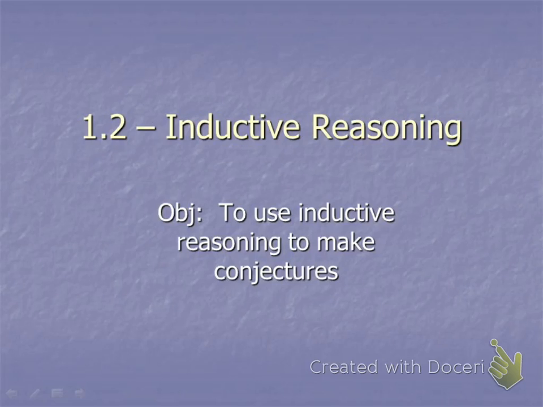You need to know that this is section 1.2. This section is all about inductive reasoning, and our objective today is to use inductive reasoning to make conjectures. You might be saying to yourself, I don't know what inductive reasoning is. I don't know what a conjecture is. We will talk about those definitions in a second, so for right now, just write them down, even if you don't know what they mean, and we will get there.